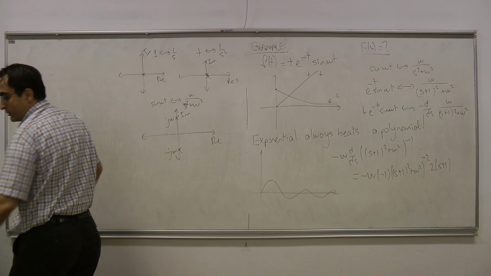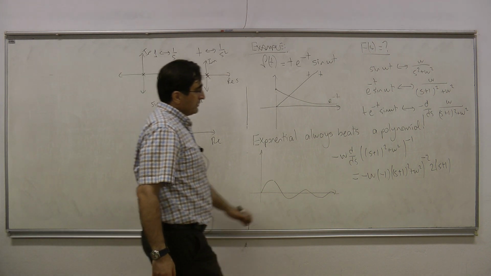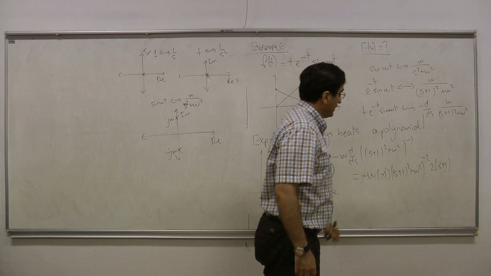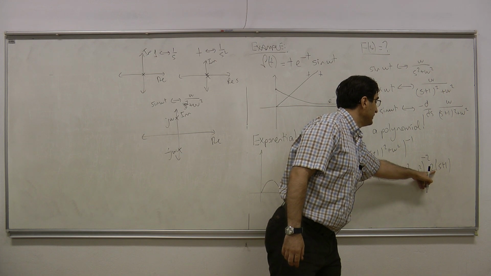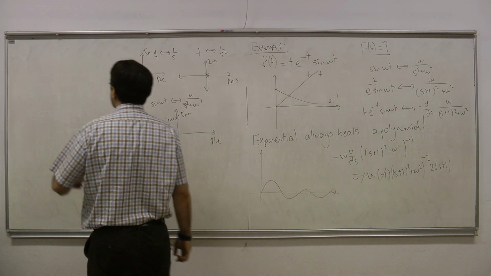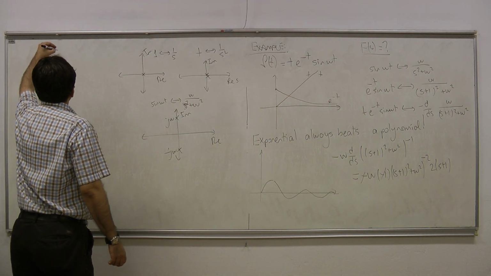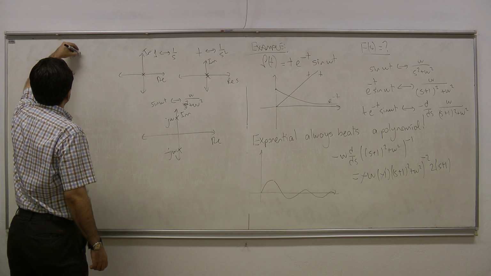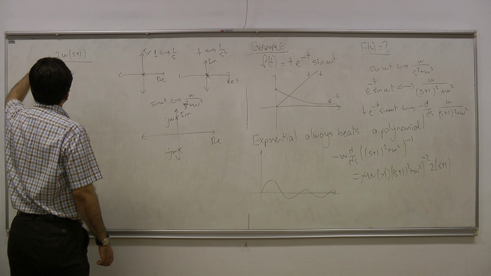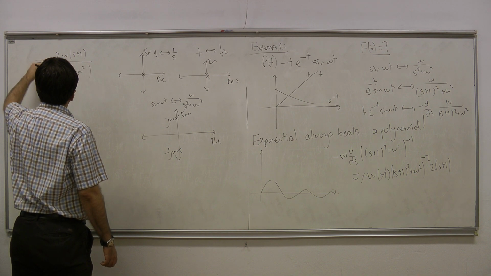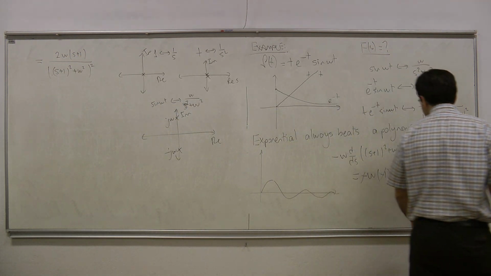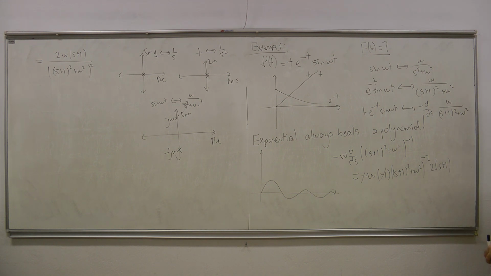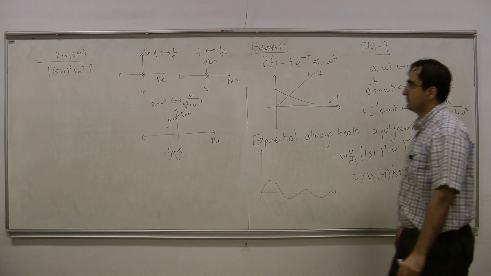So what is that going to give us? The minus signs are going to cancel. I would cancel this one, and I would have s plus 1 here and 2 times s plus 1. That is equal to 2 omega times s plus 1 divided by s plus 1 squared plus omega squared, all squared. So now what happens when I try to draw the pole zero plot?